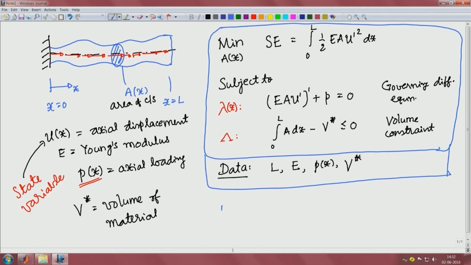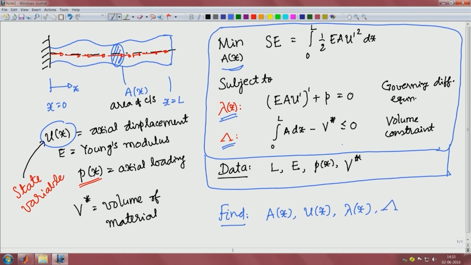Now, what should we find? We have to find obviously A of x, because that is our optimization variable. In the process, we have to deal with our state variable also, U of x, that is also unknown. We may not be interested in it, but as part of the process we will end up finding it. And we also do not know this Lagrange multiplier function corresponding to the governing differential equation, that is lambda of x, and we do not know this uppercase lambda.